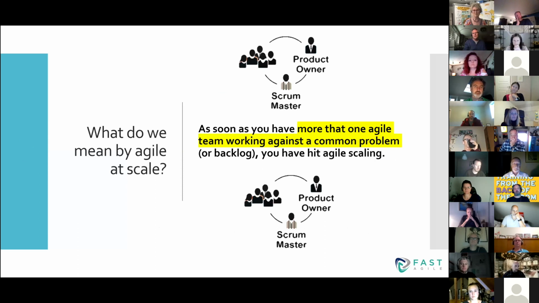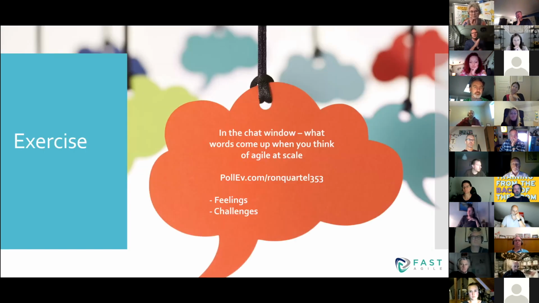So as soon as you're in that environment, so that's just 2 teams, and you're going to go into multiple teams, then it raises a bunch of questions. So at this point, I want to run a little exercise.